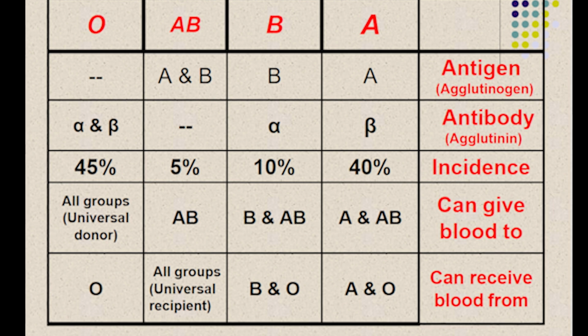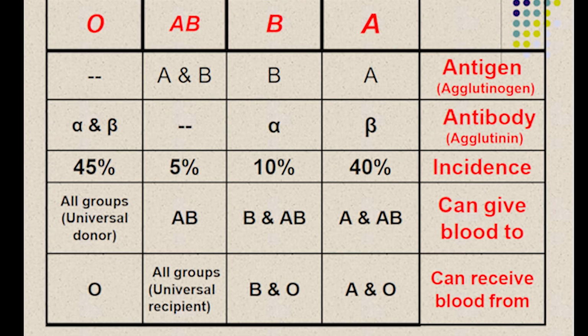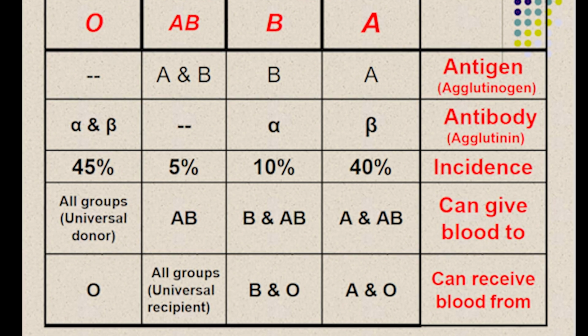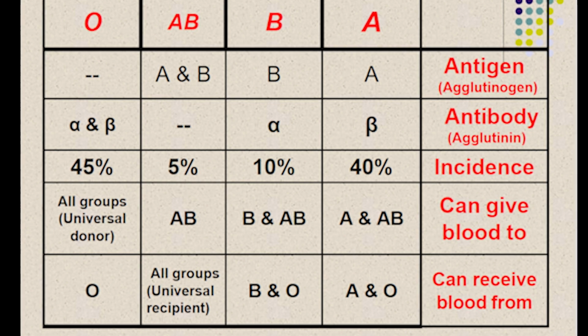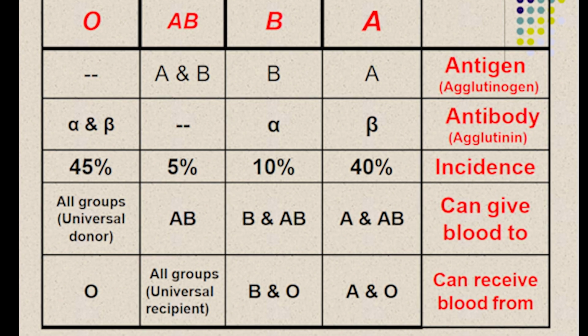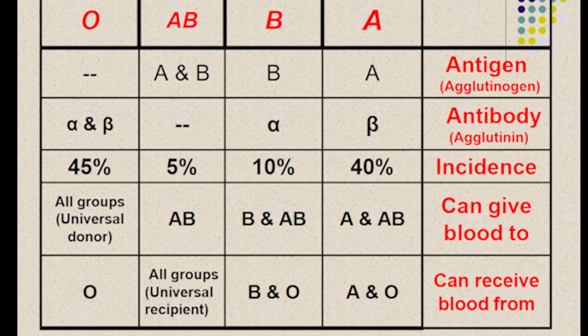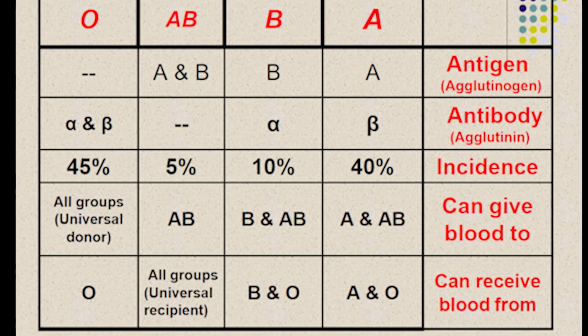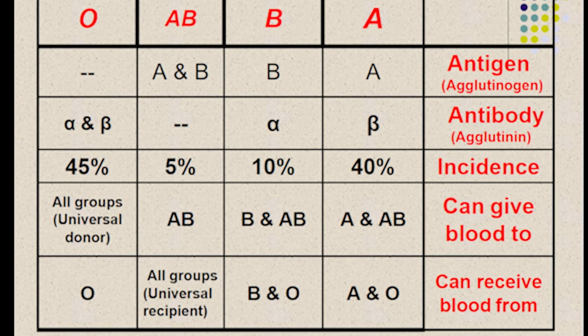So the special cases that we have are AB and O. AB can receive blood from all groups, so we can call it a universal recipient. While O can give blood to all groups, so we can call it a universal donor.